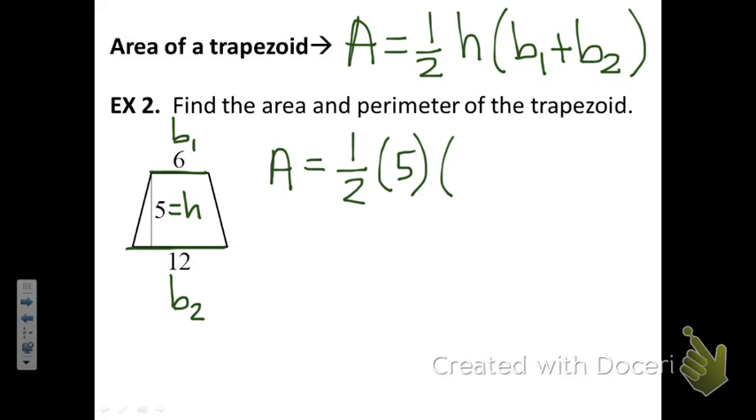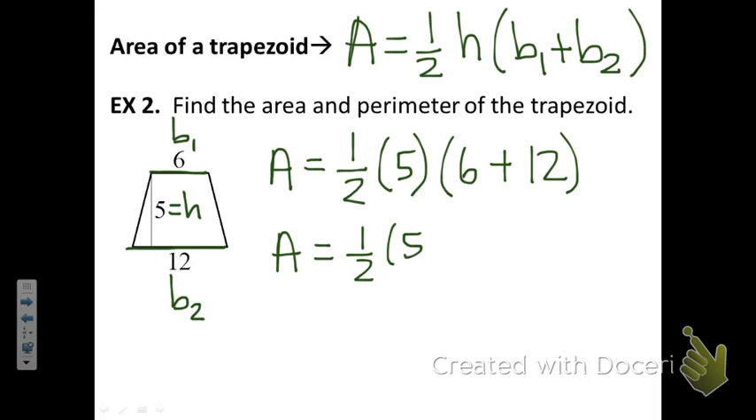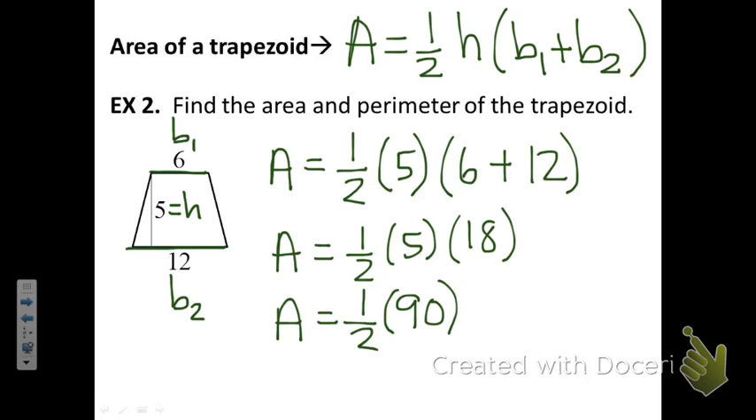And then take our base 1, which is 6, plus our base 2, which is 12, and then we'll go ahead and solve this. So area equals half times 5 times 6 plus 12, which is 18. We keep solving this. Area equals half of 5 times 18. We'll multiply the 5 and the 18. 5 times 18 is 90. We're going to take half of 90, which is 40.